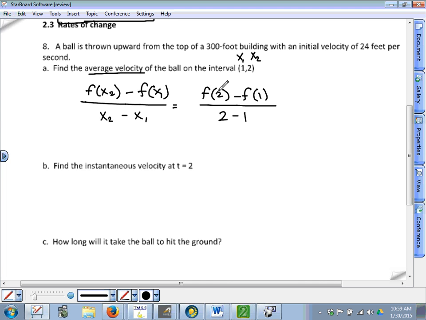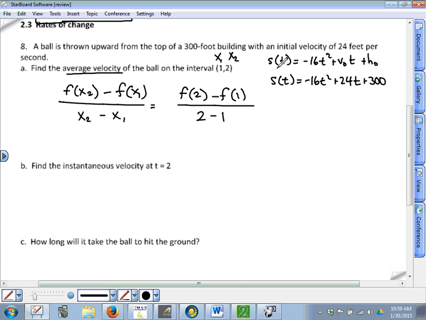Now, what we need to have is a function that describes the motion of this ball. So we learned that the position function of a falling object, s of t, is negative 16t squared plus the initial velocity times t plus the initial height. So in our case, s of t is going to equal negative 16t squared, and it's thrown upwards, so it's a positive velocity, so plus 24t plus 300. Now s is just a common letter used for position. We're using f here, so they're the same thing.